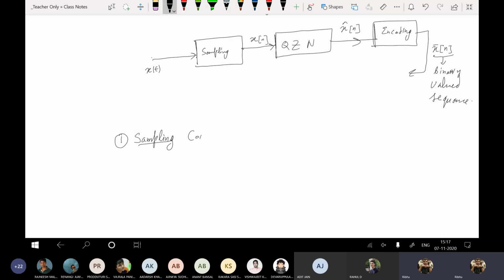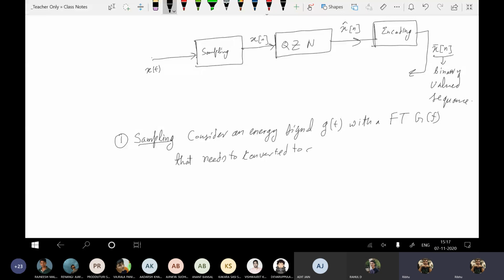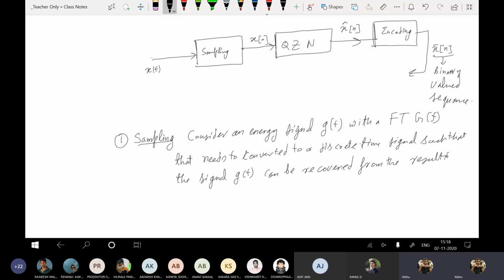So consider an energy signal g(t) with Fourier transform G(f) that needs to be converted to a discrete time signal such that the signal g(t) can be recovered from the resulting discrete time signal.